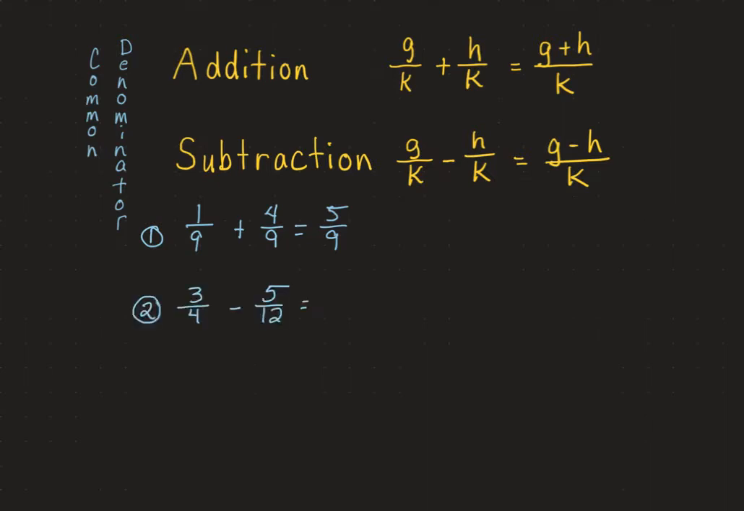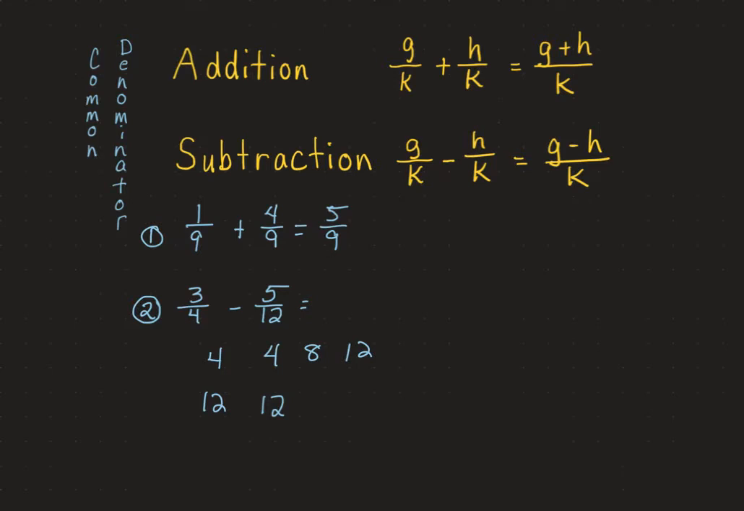This problem, 3/4 minus 5/12, takes a little more time to do because the denominator is not common to both of them. We have 4 and 12. The multiples of 4 are 4 times 1 is 4, 4 times 2 is 8, 4 times 3 is 12. Oh, look at that. We already hit a common multiple because 12 times 1 is 12.